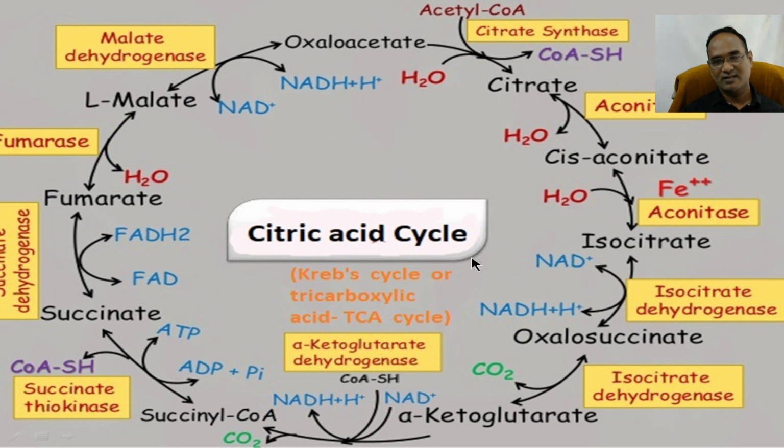Because of insulin only, the 6 carbon glucose is divided into 3 carbon pyruvate. These 3 carbon pyruvates are again converted into 2 carbon acetyl-CoA. These 2 carbon acetyl-CoA combine with oxaloacetate and make citrate. Finally, you will get oxaloacetate.